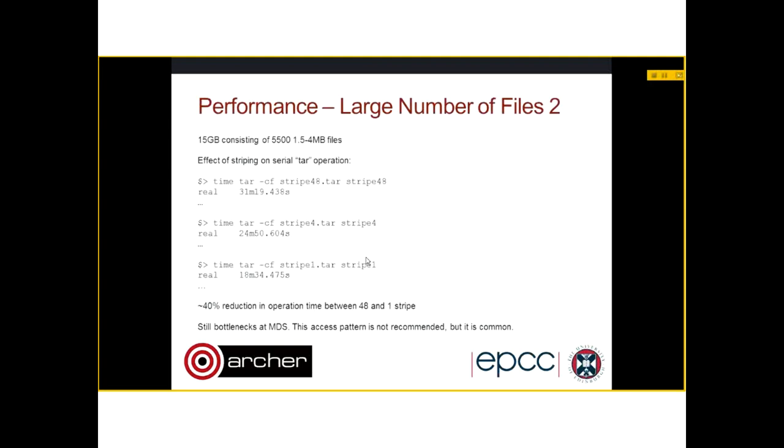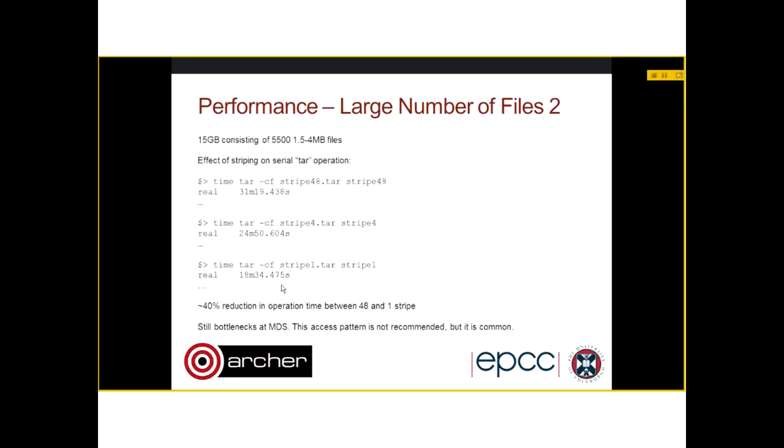Again, this is for a large number of files, and this is just doing a serial tar operation. So this is something you might do at the end of your simulations. In this case there were 5,000 files, slightly larger. If you created a tar file, if you striped them over all the OSTs, it took about 30 minutes. If you used the standard 4 OST stripe count, it took a similar amount of time. And if you striped it over one, it dropped down to 18 minutes. So it's about a 40% reduction in operation time between 48 stripes and one stripe.